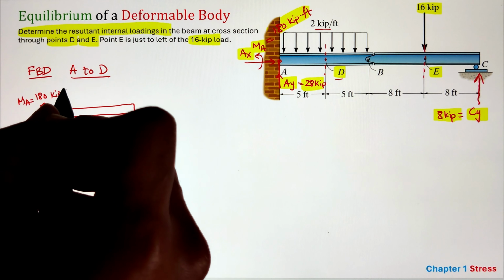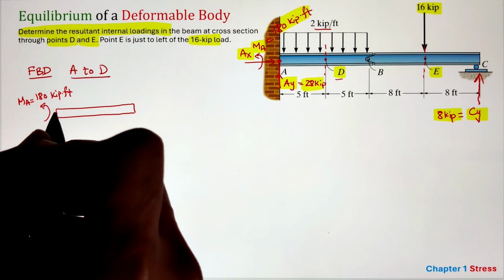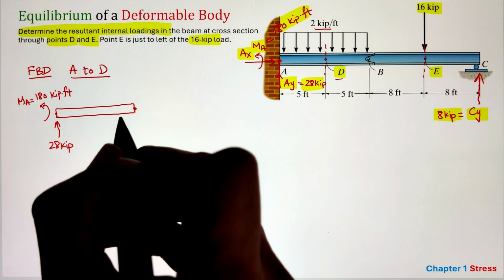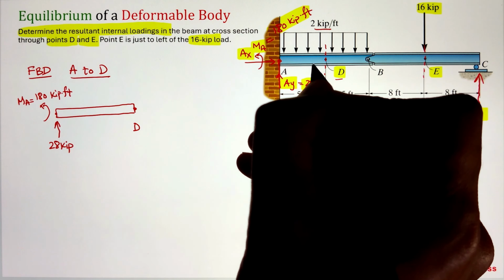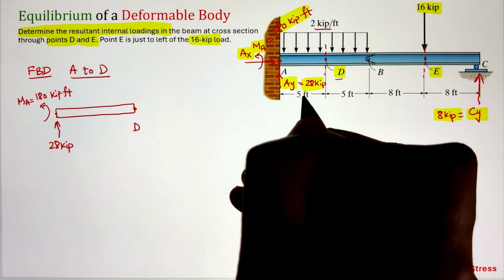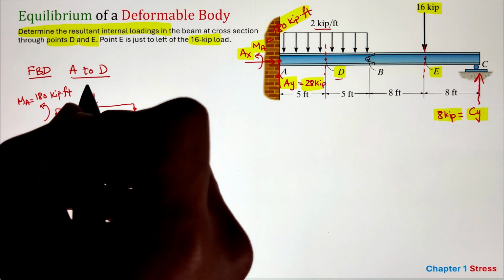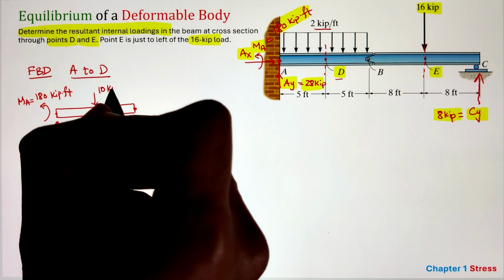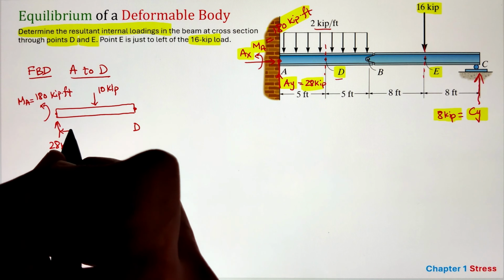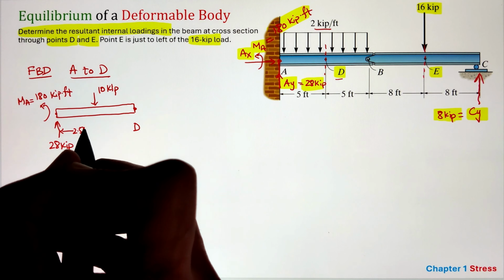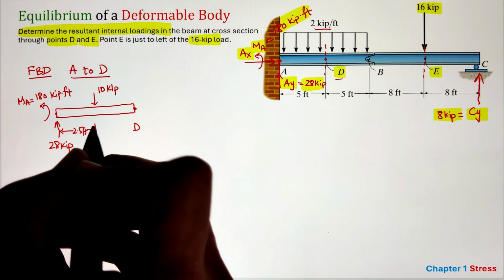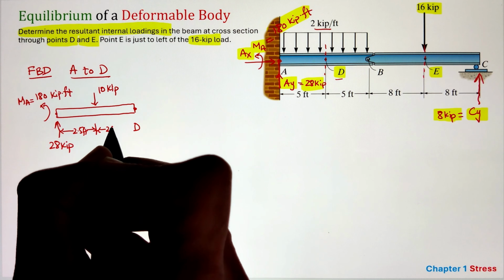Whereas I have a distributed loading here acting of 2 k per ft, but the distance from A to D is 5. So we can convert it into a point load coming as 10 kip acting downward in the middle of the section AD. That will be 2.5 feet from point A, same case 2.5 feet from point D.